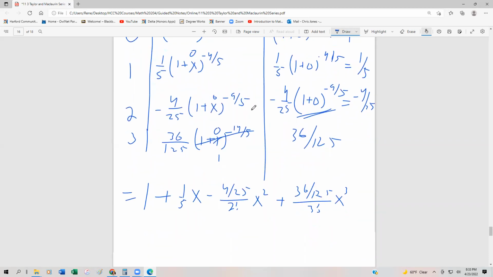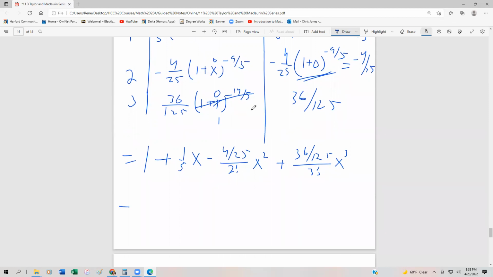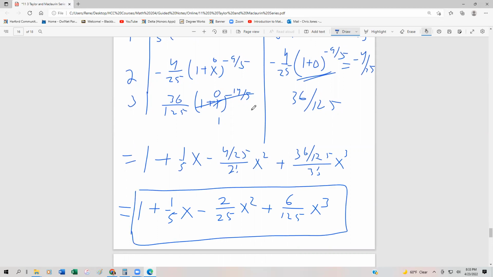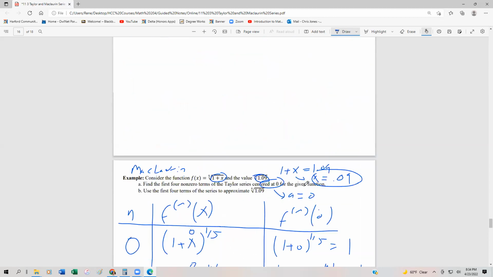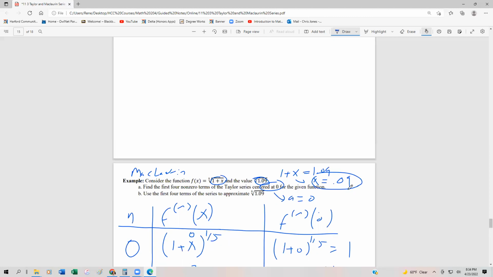And so if we simplify this just a little bit, our first 4 non-zero terms are 1 plus 1/5 x minus 2/25 x squared plus 6/125 x cubed. Those are going to be our first 4 non-zero terms. At this point, we're just going to substitute 0.09 back in, and that should be able to approximate the 5th root of 1.09.